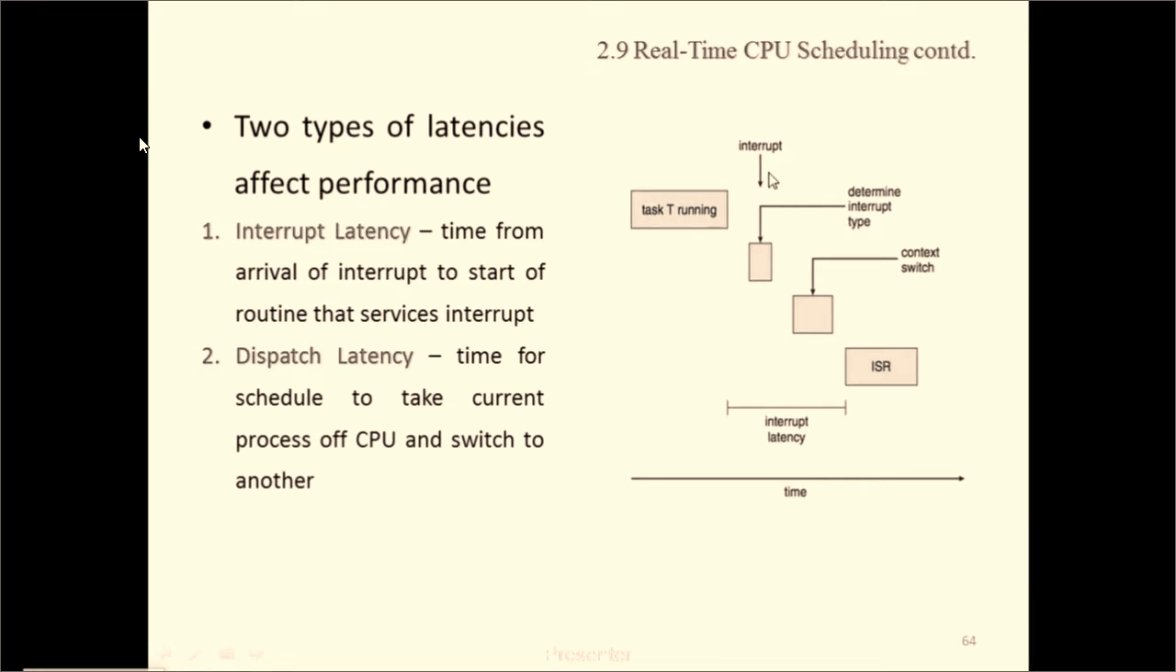Now, when an interrupt arrives, a certain time is taken for the process switch. When an interrupt arrives, first determine the interrupt type, which kind of interrupt it is. If it is a higher priority interrupt, then it has to be serviced immediately, otherwise the interrupt can wait. But let's presume that it is a higher priority interrupt, so this has to be serviced immediately. So the currently executing task has to be preempted, and the context switch now should take place.